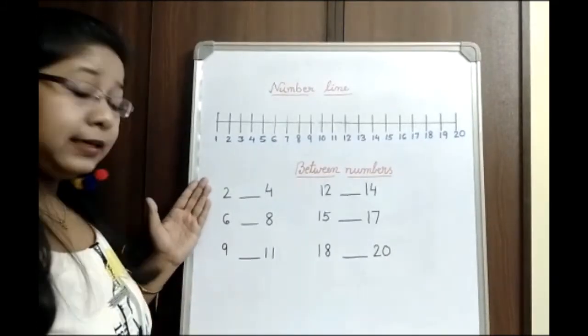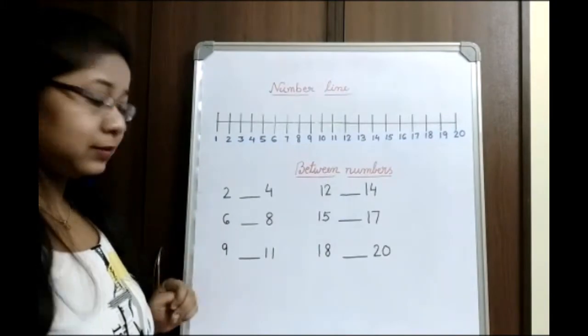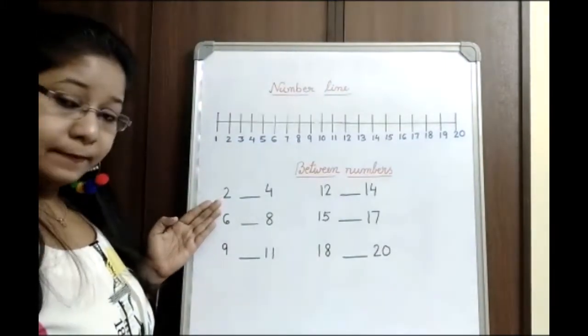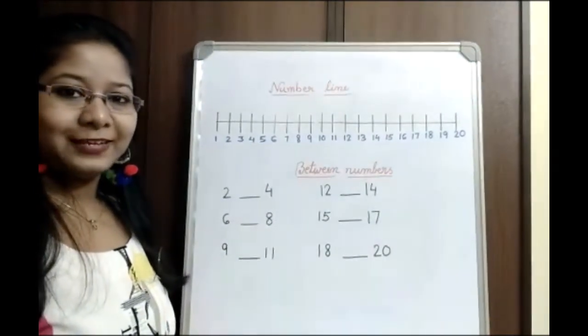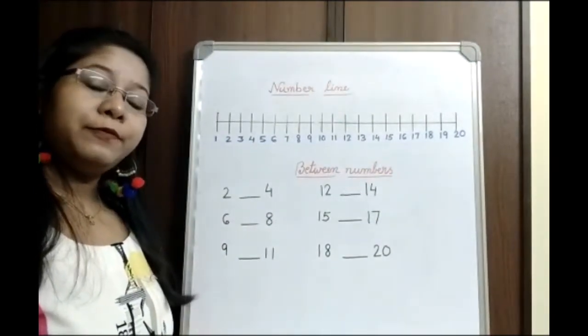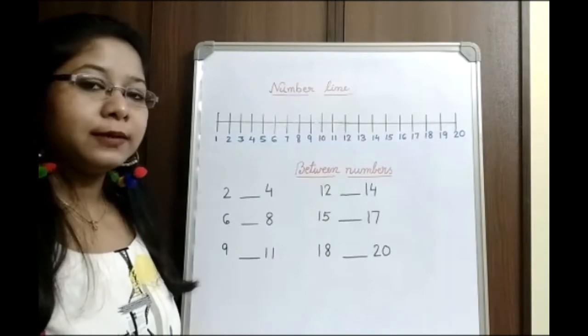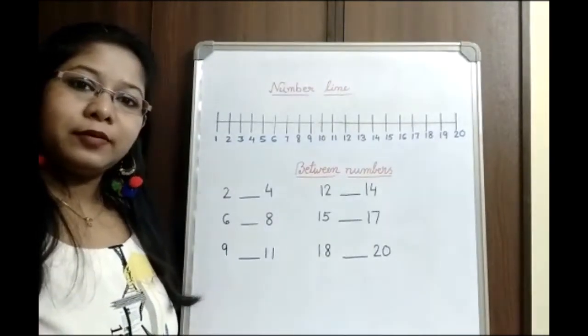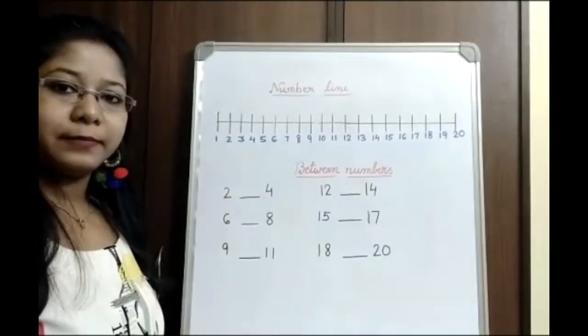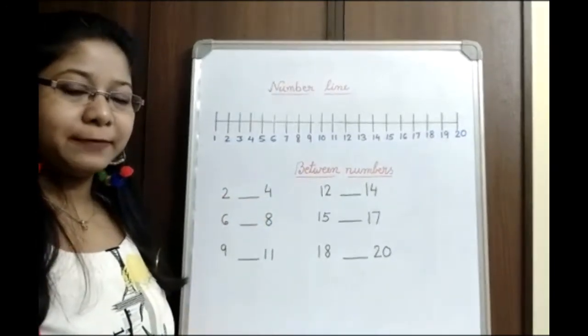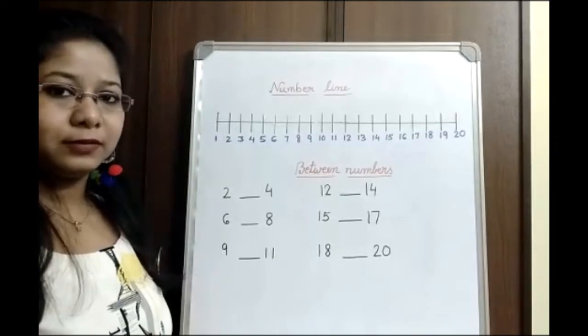Here you can see that I have written two numbers. On the left side one number and the right side another number, right? So before recognizing the between number, you should recognize the left side number and the right side number. Then only you will be able to find the between number.